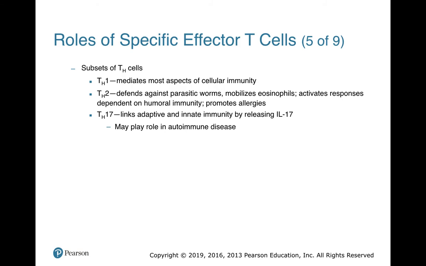T helper 17 links the adaptive and innate immunity by releasing IL-17, and we think that may have a role in regulating autoimmunity.